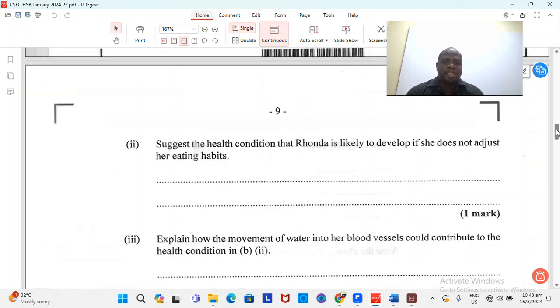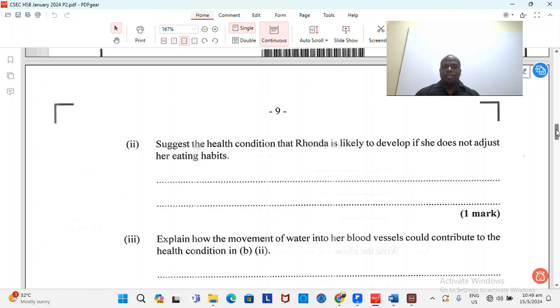So it says, suggest a health condition that Rhonda is likely to develop if she does not adjust her eating habits. Rhonda, I'm going to talk to Rhonda for a minute. You need to stop. We stop feeding on those salty snacks.